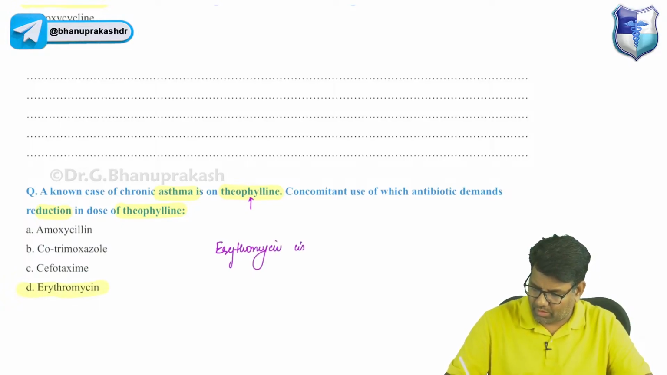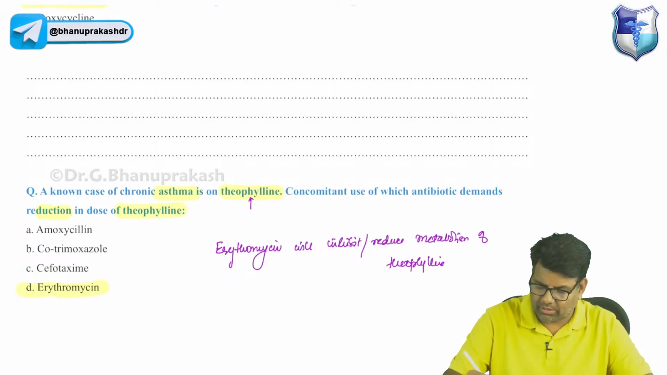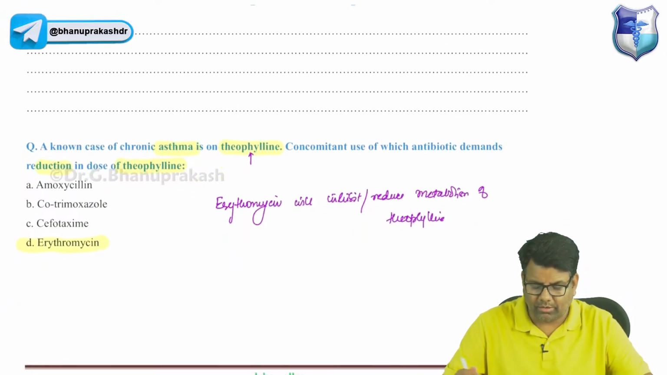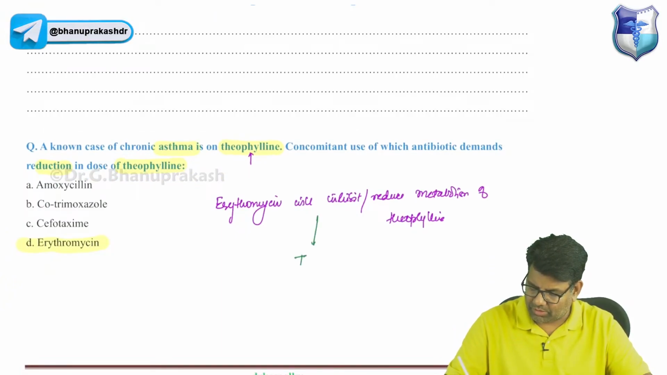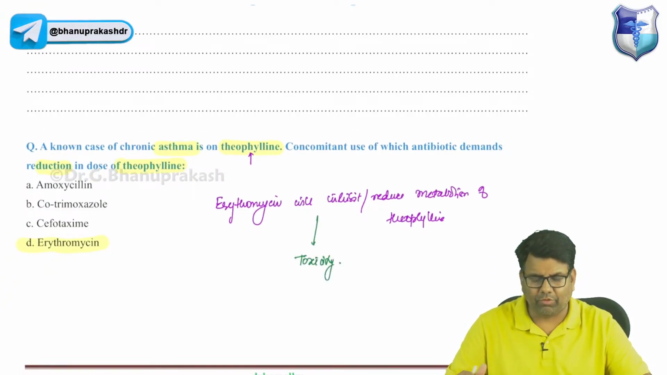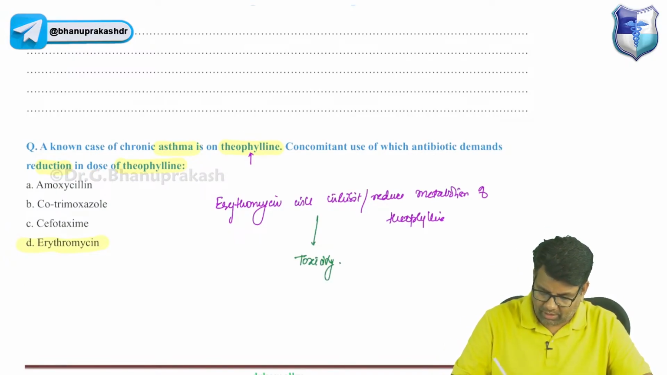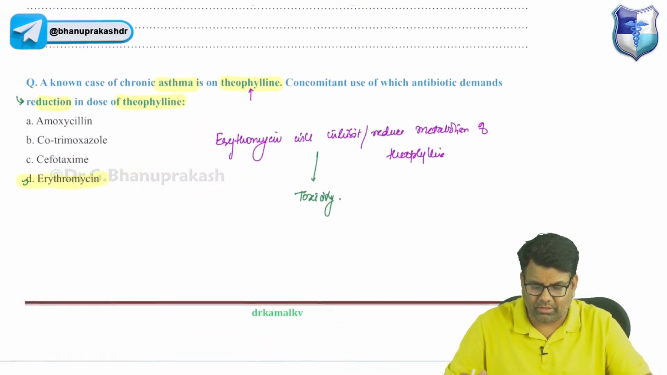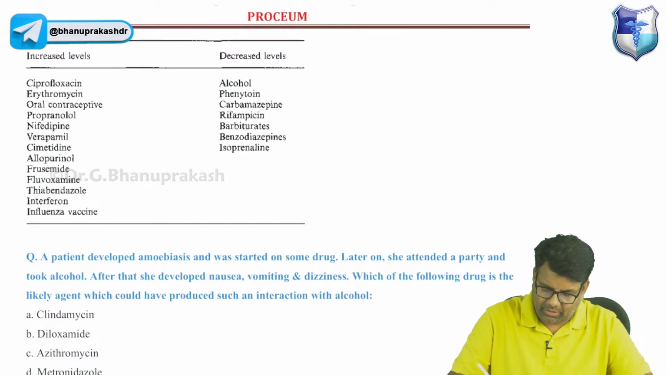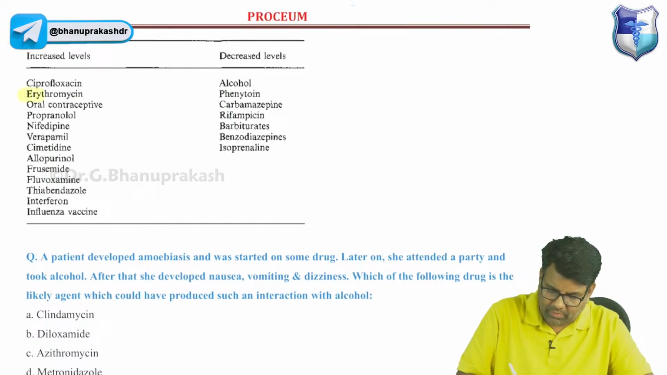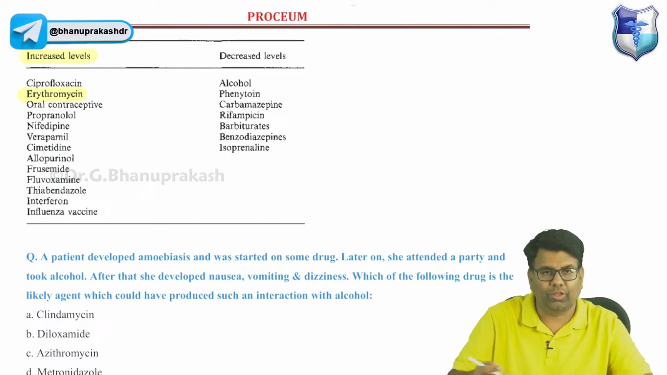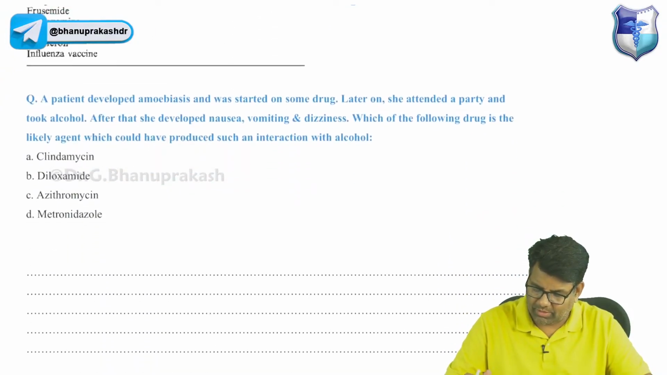will inhibit or will reduce metabolism of theophylline. So if you don't decrease the drug, it can result in toxicity. Okay? So you have to reduce the amount of theophylline if you are concurrently giving erythromycin. This is the reason why we need to adjust the dose. So it will inhibit the metabolism of theophylline, and that will increase the levels of theophylline in the body. So we have to reduce the amount of theophylline.